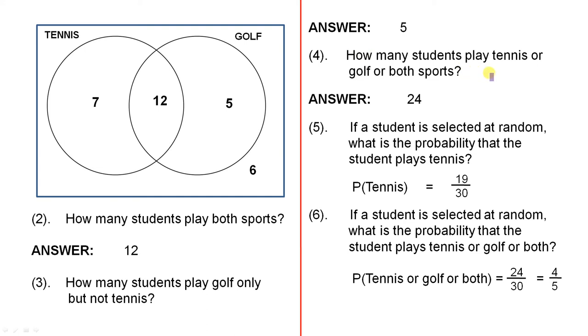How many students play tennis or golf or both? Tennis or golf or both. That means those three numbers added together, which give us 24.